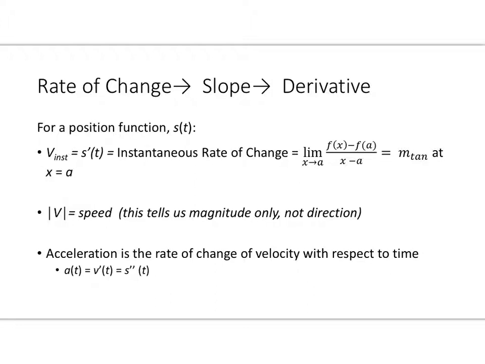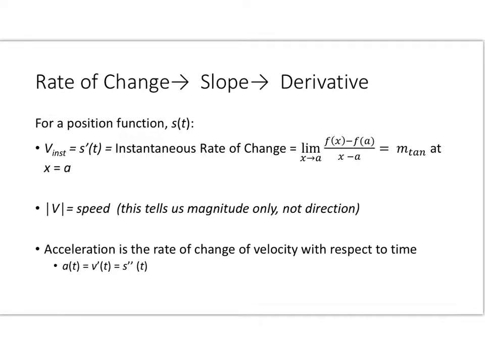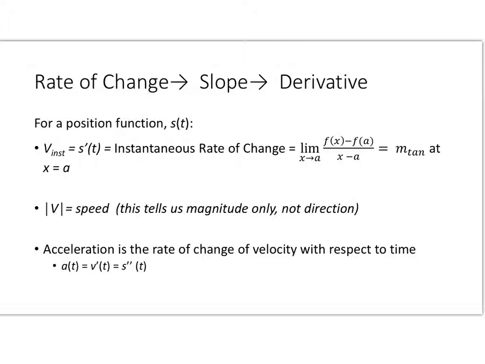So we can talk about them in terms of a position function. A position function we call s of t. S of t is just the name we give position. So if we want to find my instantaneous rate of change, the velocity at any instant, v instantaneous, that's just equal to the derivative of my position function, which I could also write as the limit as x approaches a of f of x minus f of a over x minus a, which is the slope of the tangent line at that specific value x equals a.